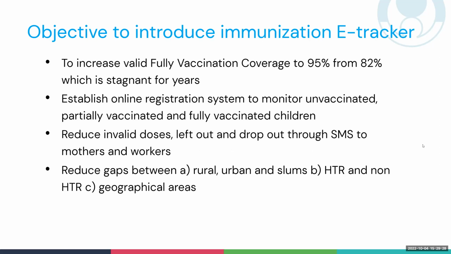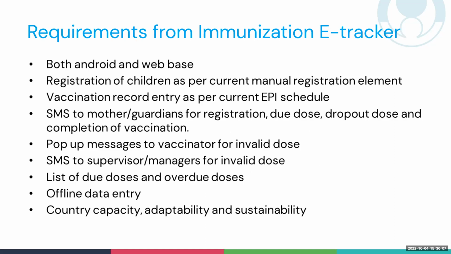Next, please. So our objective in introducing the Immunization E-tracker is to increase valid full vaccination coverage up to 95% and establish a reliable online registration system to monitor unvaccinated, partially vaccinated, and fully vaccinated children. Through the built-in SMS functionalities, we would like to reduce invalid doses, left out, and dropout, and reduce the gaps between urban, rural, and slums, and hard to reach and non-hard to reach areas. Next.